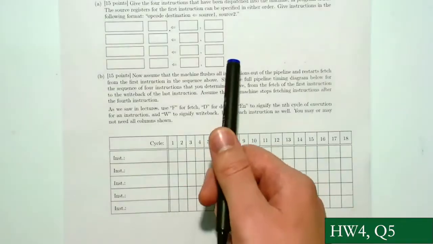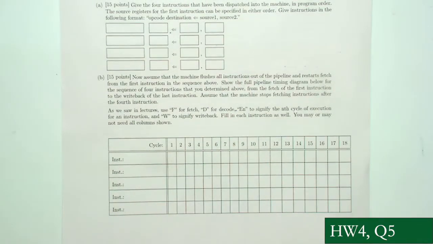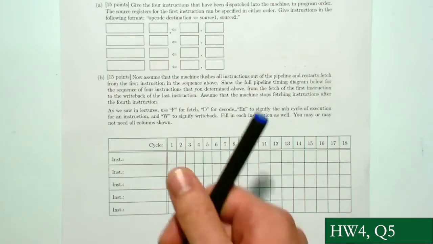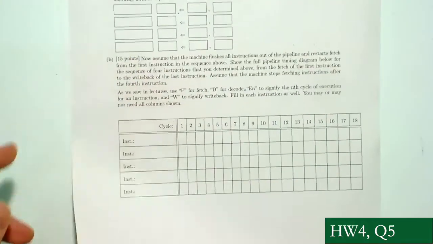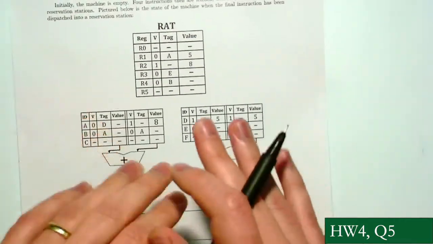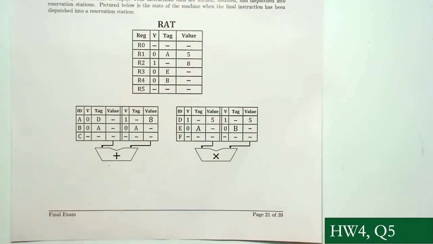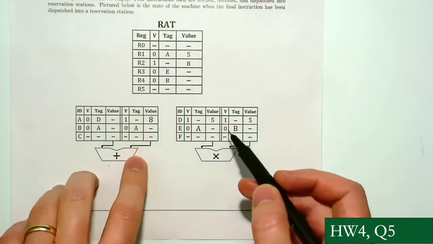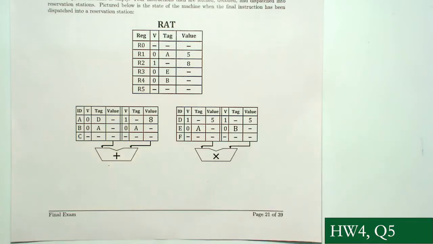So the first part is to find out what those instructions are, including the destination register, the type of instruction, and the source operands, the source registers. I will fill this table here on this side so we can see everything in one place. The first part is very simple, figuring out what the instructions are. You look at those tags in the reservation stations, and usually there's a dependency which helps you figure out which instruction comes first and which comes after.